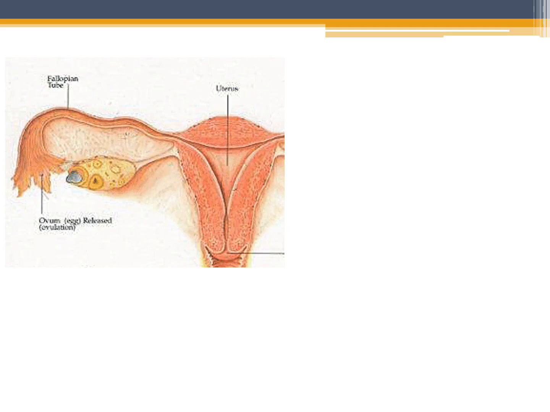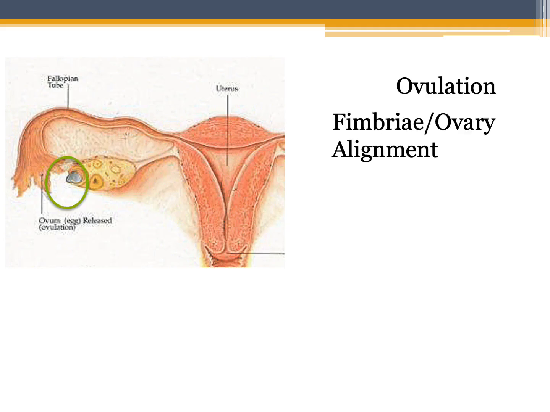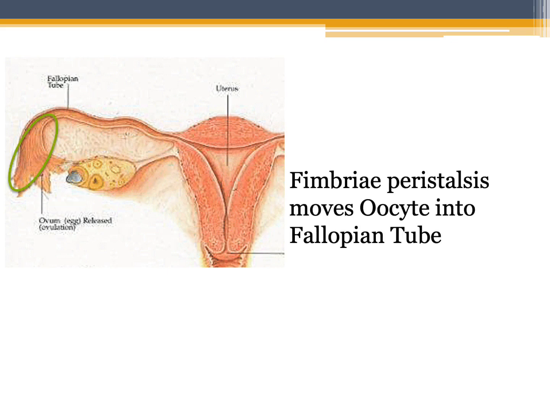So we start with the ovulation. The ovulation will involve realignment of the ovary towards the infundibulum of the fimbriae, and we'll start getting peristaltic contraction of the fimbriae, along with ciliary contraction of the endometrium within the fallopian tube to start to sweep the ovulate towards the fallopian tube itself.